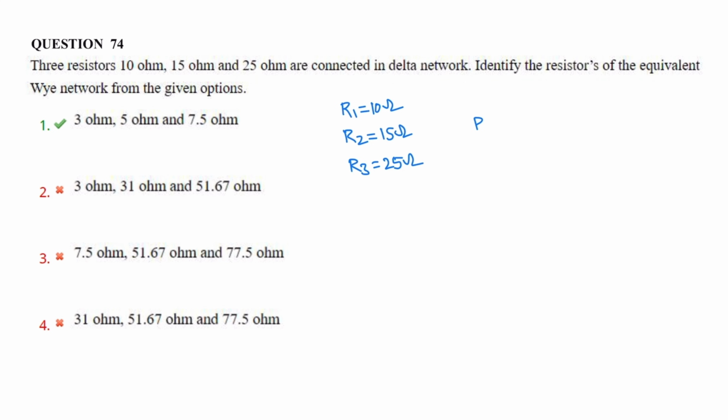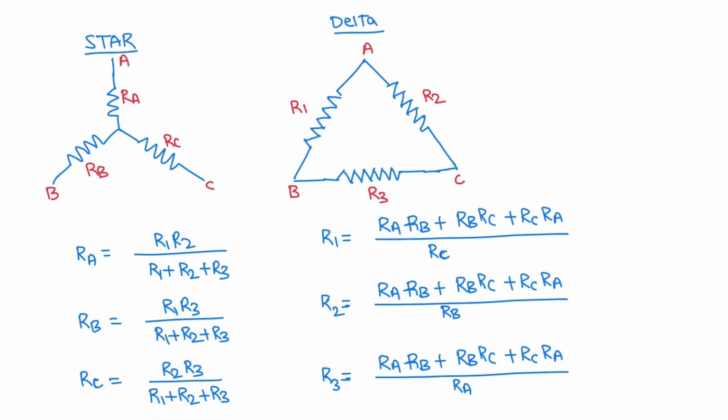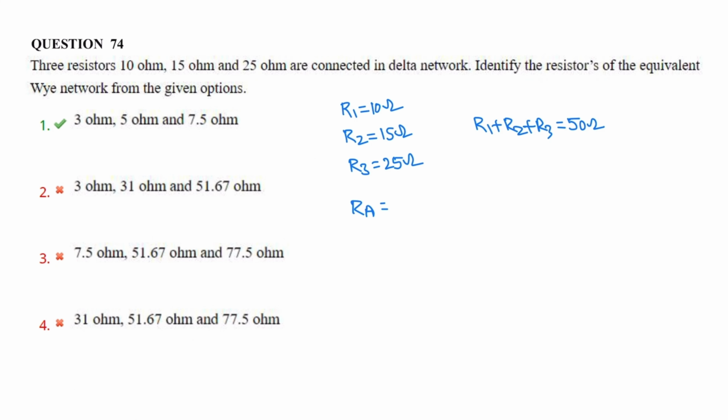The sum R1 plus R2 plus R3 is 50 ohms. Now we need to calculate the resistances in the star network, RA, RB and RC. From the formula, RA is R1 R2 by R1 plus R2 plus R3, RB is R1 R3 by R1 plus R2 plus R3, and RC is R2 R3 by R1 plus R2 plus R3. Substituting the given values, RA is 10 into 15 by 50.